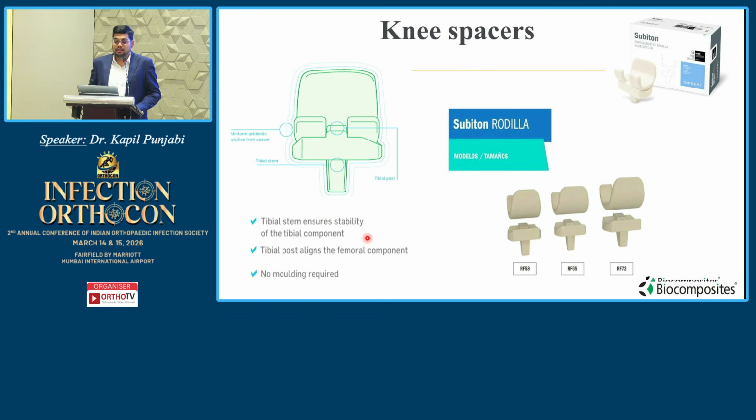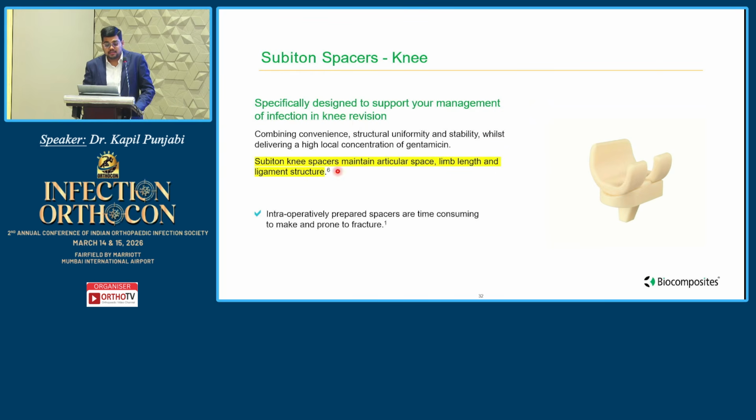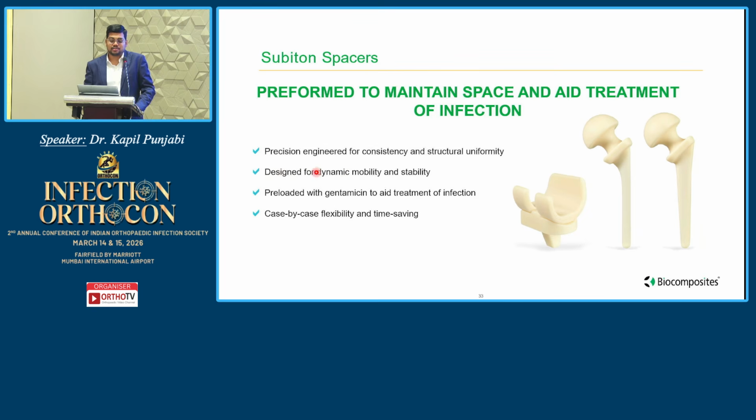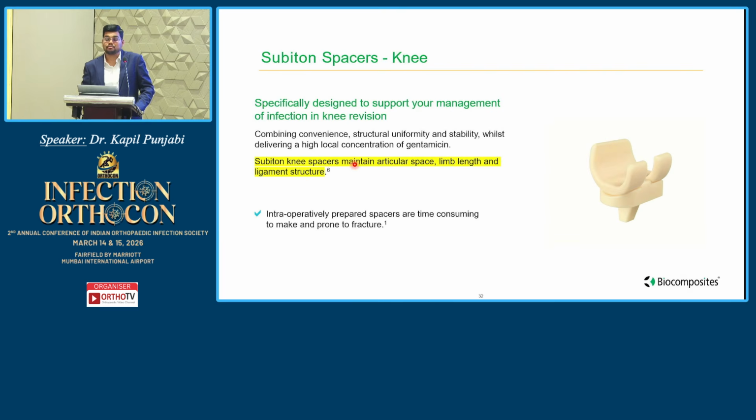The knee spacers again come in two parts, the femoral component and the tibial component. The tibial component has a tibial stem which allows it to fix, and it also has a tibial post which aligns the femoral component, again to provide better stability and mobility. This is also made completely of PMMA, and the peripheral 1 mm is gentamicin loaded PMMA, so again you have a uniform elution. This spacer is really important because it maintains the articular space, the limb length and the ligament structure, which is the ultimate requirement before you reach the second stage in PJI treatment.